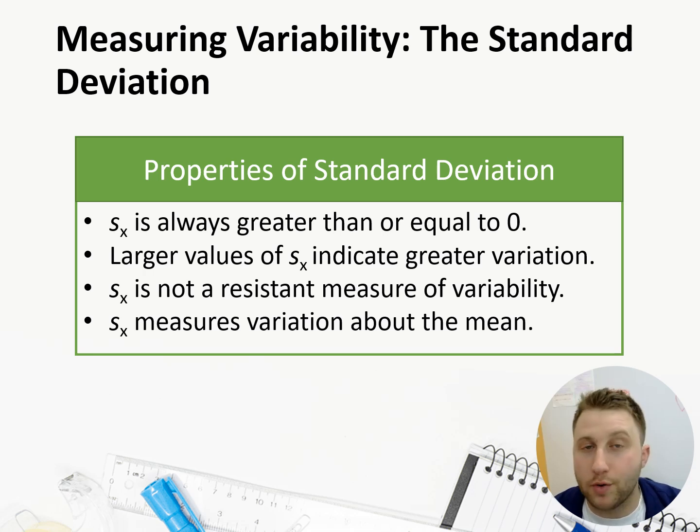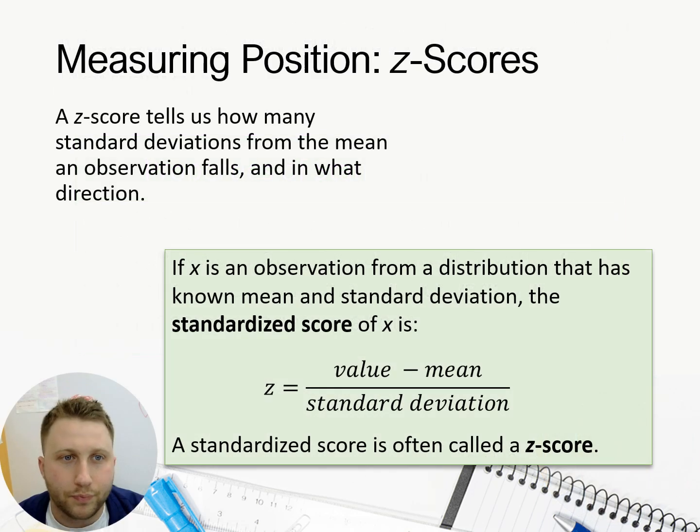We've got a couple important properties that you should be familiar with, particularly for multiple choice questions. Standard deviation is always greater than or equal to 0. You can't have a negative standard deviation. Larger values of this measure indicate greater variation. So in the real world, we want as small a standard deviation as possible because, again, the world is an unpredictable place and it's easier to predict when there's less variability. It is not resistant because every single value is taken into account, and it measures variation about the mean specifically.